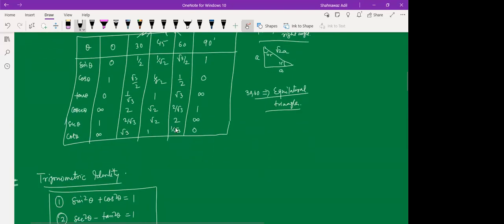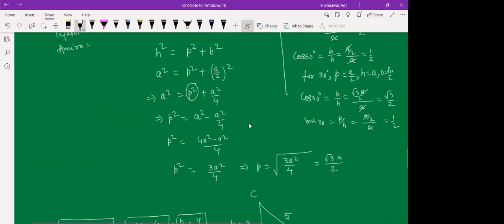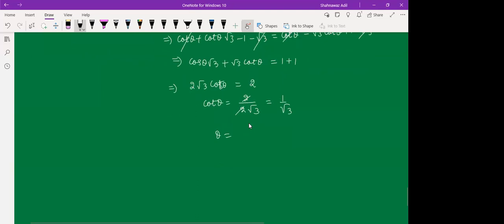Cot theta is 1 by root 3 for 60 degrees. Or if we don't remember, then, yeah, so this would be 60 degrees, right? And if we don't remember, we can write cos theta by sin theta is 1 by root 3. So cos theta is 1 by 2 and sin theta is root 3 by 2. But this would be difficult to understand, so it is easier to remember the cot theta value, right?